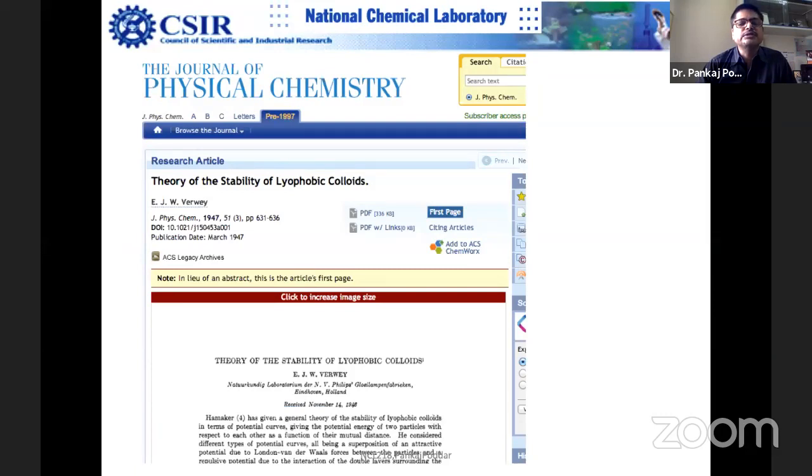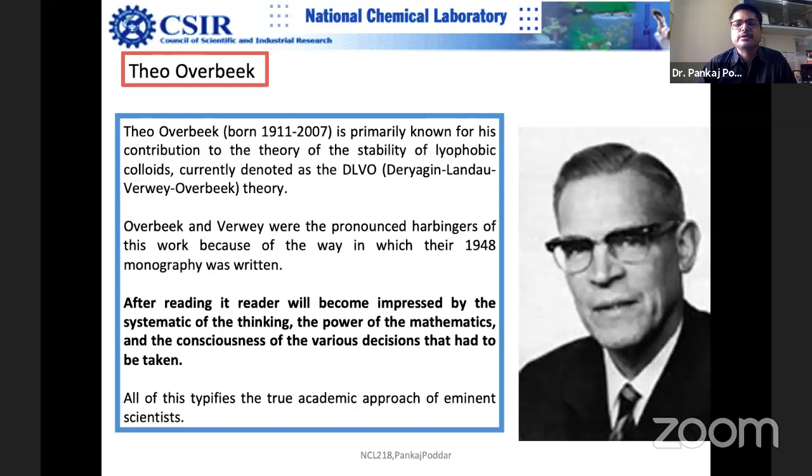1947. This bifurcation into A, B, C of the Journal of Physical Chemistry happened, I think, around 2006 or something, when I published my own first paper from NCL with Ramya Jagannathan. So I think it happened at that time. So the theory of stability of lyophobic colloids, he published from the Philips laboratories in Holland, Eindhoven actually. And I got a postdoc in spintronics long back, but I didn't join at Eindhoven Institute of Technology.